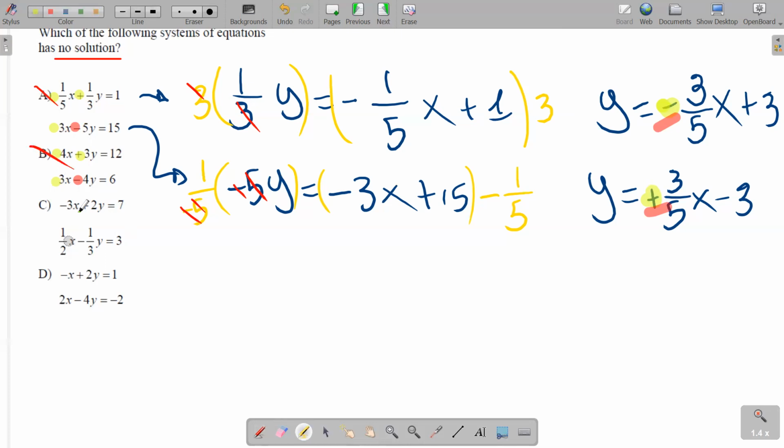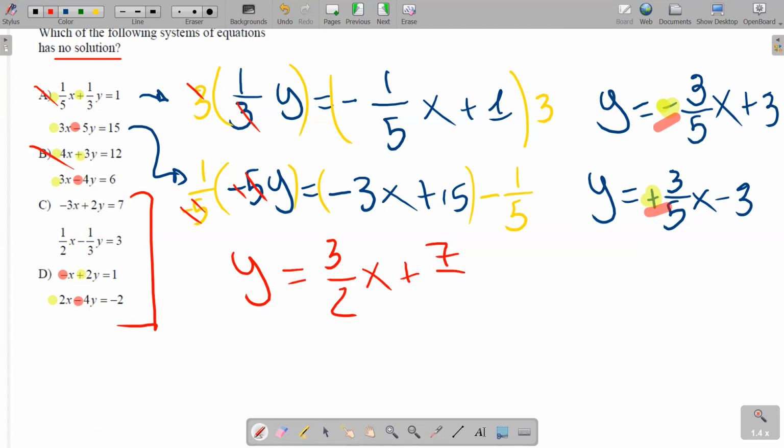And here we are left with C and D. C and D have the same pattern, but that's already successful for us because now we have only two options. We have a 50-50 situation. That means that we need to do this procedure only once. If we got it right, then that's the case of no solution. If we got it wrong, then that's not the case of no solution. So let's try to convert C, for example. If we convert C, the first equation will be y equal 3 over 2 x plus 7 over 2.